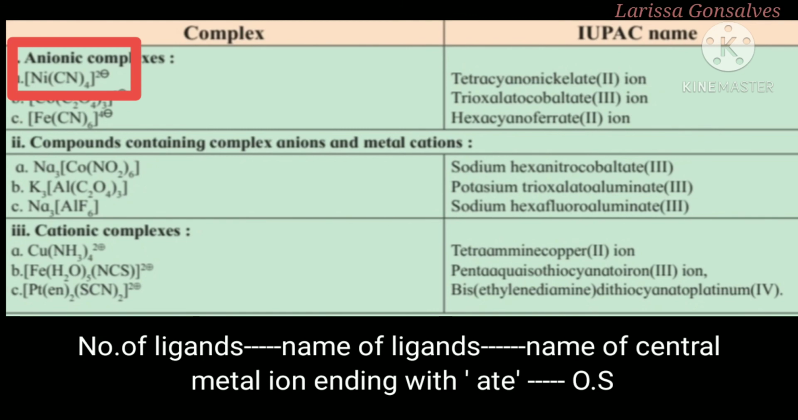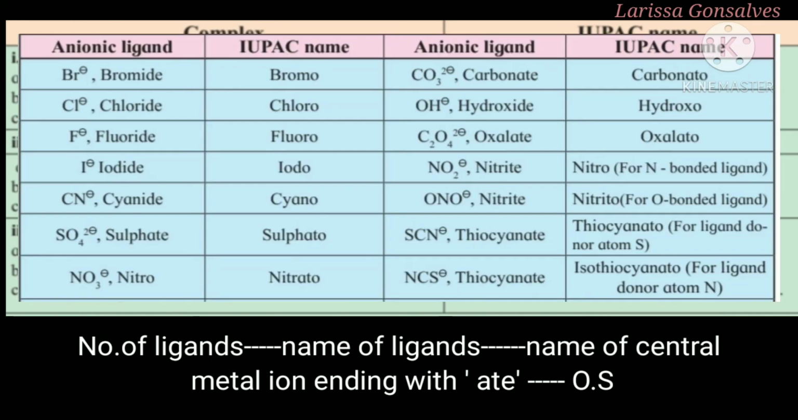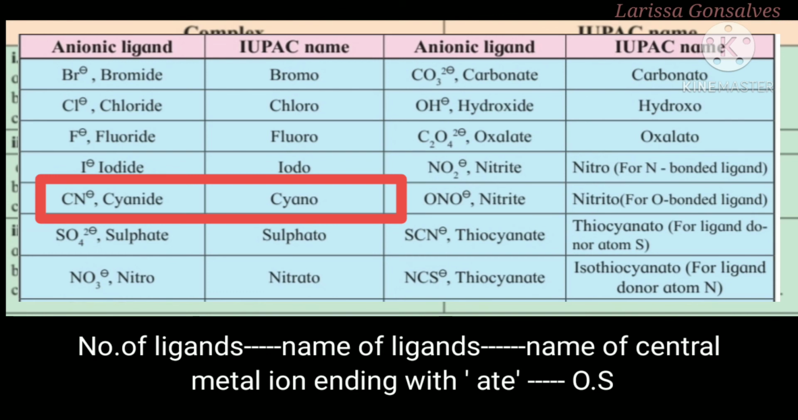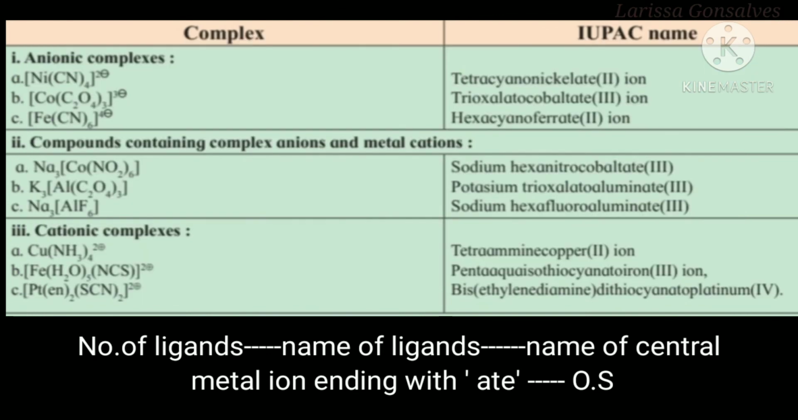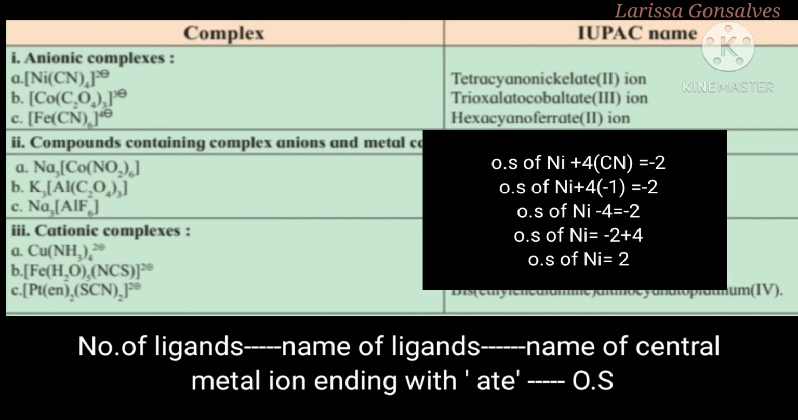So let us take the first example, that is [Ni(CN)4] the whole raised to 2 minus. First we need to see the number of ligands. Cyanide, that is CN, is the ligand and it is 4 times, so it will be tetra. Since cyanide is ending with -ide, we write it as cyano. So it will be tetracyano, and since it is anionic, nickel will become nickelate. So tetracyanonickelate. Then we need to find the oxidation state of nickel, which will come as 2.